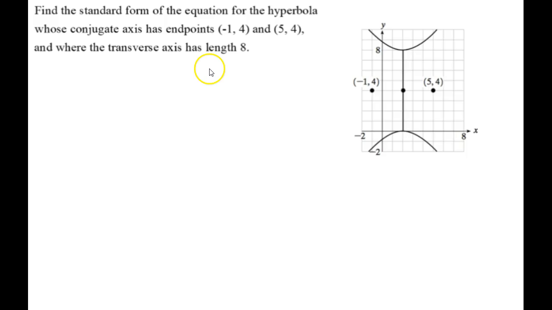Next example, find the standard form of the equation for the hyperbola whose conjugate axis has endpoints (-1, 4) and (5, 4), and where the transverse axis has length 8.